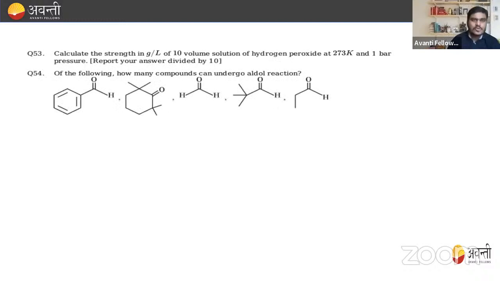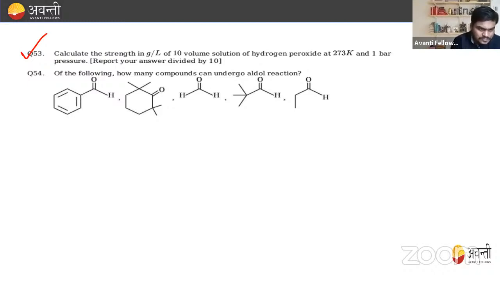Right. Now, question number 53. What does question number 53 state, beta? According to question number 53, it states: calculate the strength in gram per liter of 10 volume solution of hydrogen peroxide. This question is basically from the hydrogen chapter, hydrogen peroxide, at 273 Kelvin and 1 bar pressure. And report your answer divided by 10. You have to write the answer divided by 10.